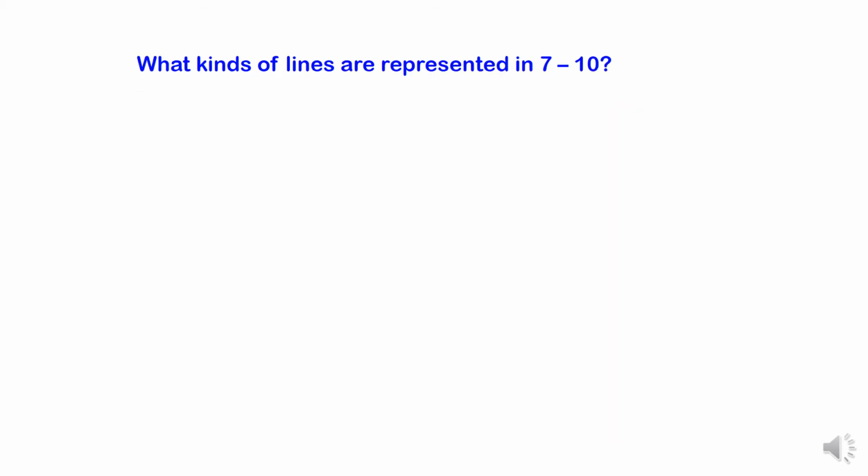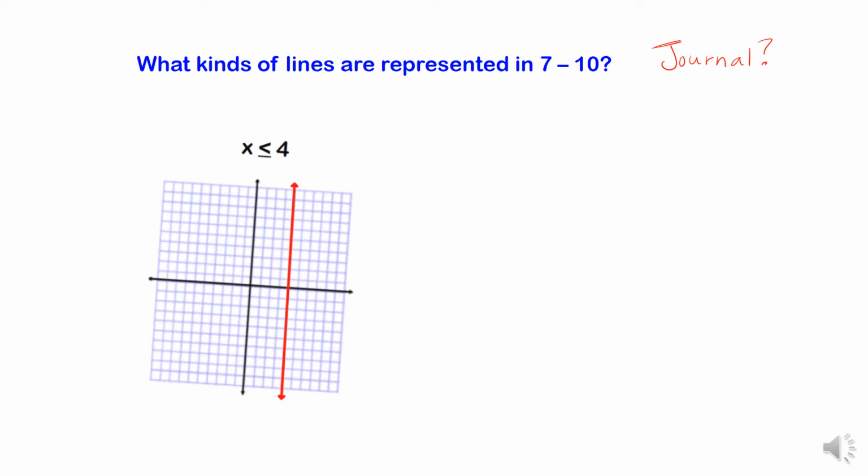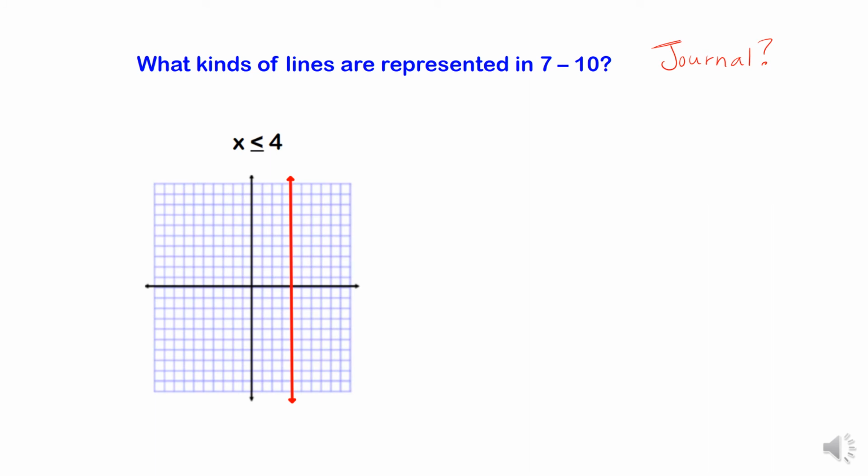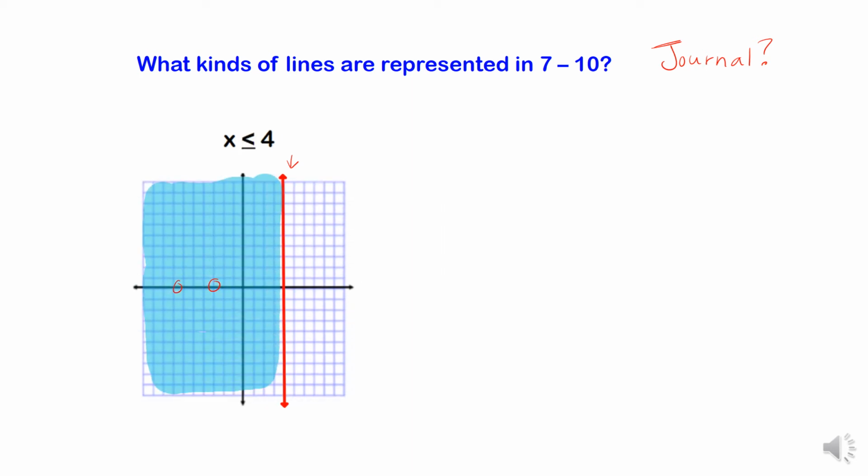Okay, so what kind of lines are represented in 7 through 10 in your journal? So that would be vertical and horizontal lines. So when we're graphing inequalities like this, we want to make sure that we're looking at the line. So it's a solid line and x is less than. Just ask yourself, what numbers are less than 4? Well, this is less than 4 and this is less than 4, so graph it that way.